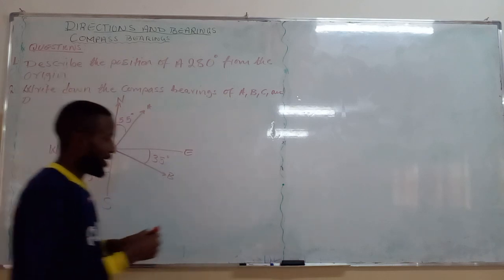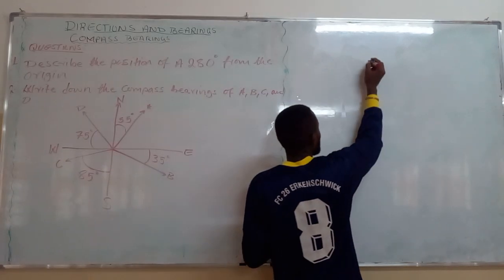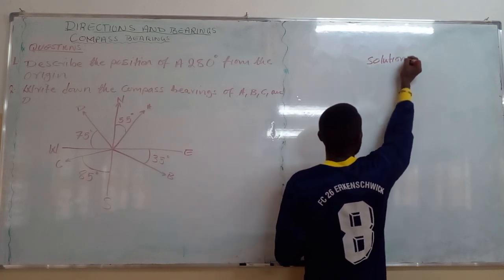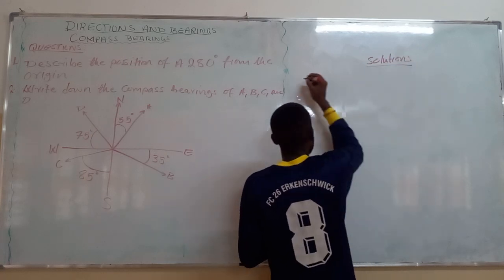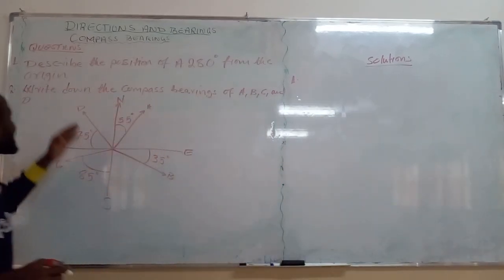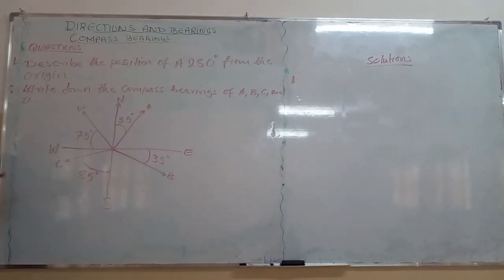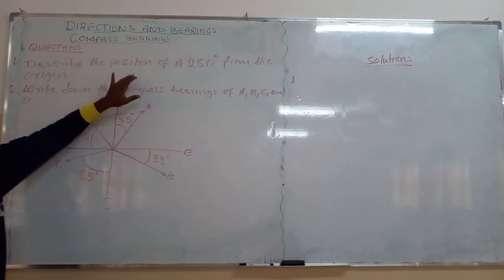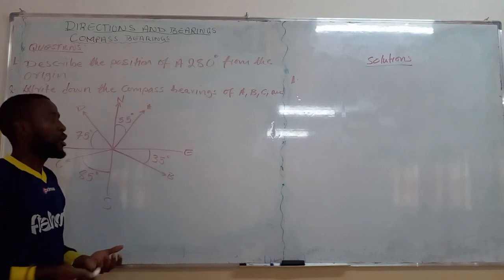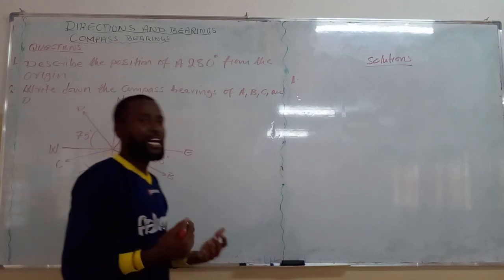Let's start with number one. So let me write the solutions here. Work it out from here. Question number one, if you can see, it doesn't have a compass here. But we know that it's a compass bearing question, and we need to describe the position. So how do we describe? We need to come up with the compass.